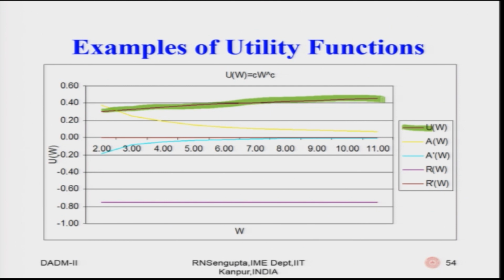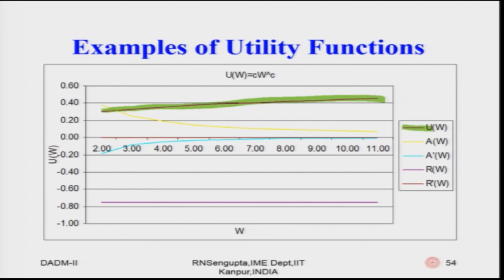Similarly, the values of a prime, r and r prime are respectively given by the colors: yellow, which is this one. I am not highlighting, just following the pointer. Then the bluish green one is the a prime, and the r and r prime, which are colored as violet and brown, are given here. So, you can basically find out using the graphs the properties of all the 4 utility functions.